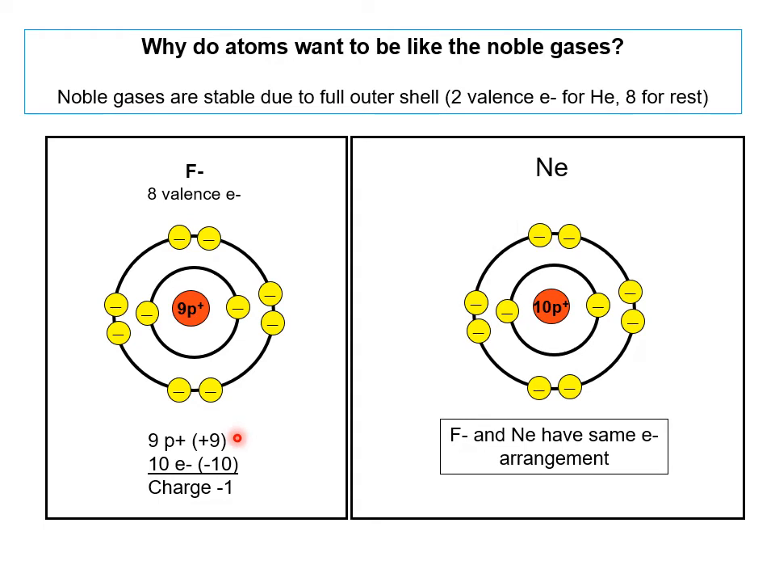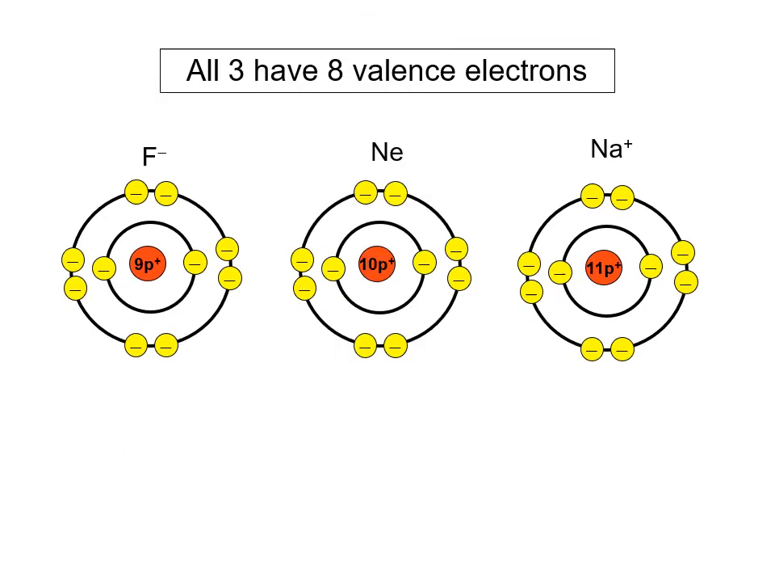Notice that it still has the 9 protons, but now because it has gained 1 electron, it has 10 electrons, so the overall charge is -1. But now this F-, fluorine with a -1 charge, is stable, just like neon. So F-, neon, and Na+ all have 8 valence electrons, and all of them have the same electron arrangement. The difference between them is the number of protons that are in the nucleus.